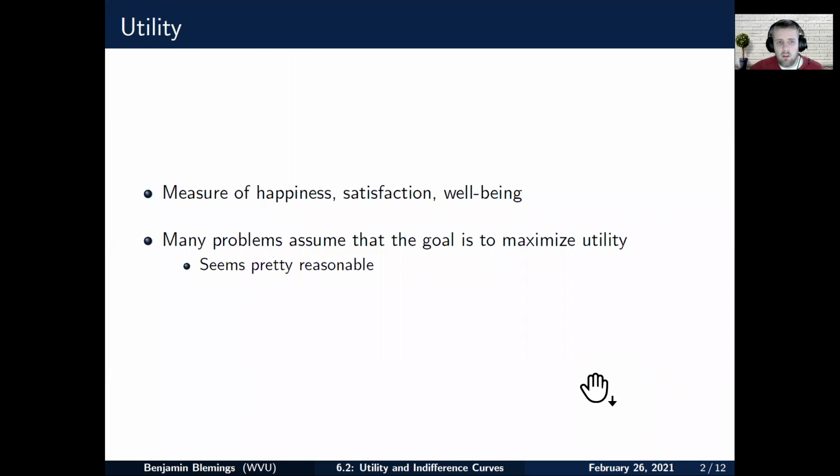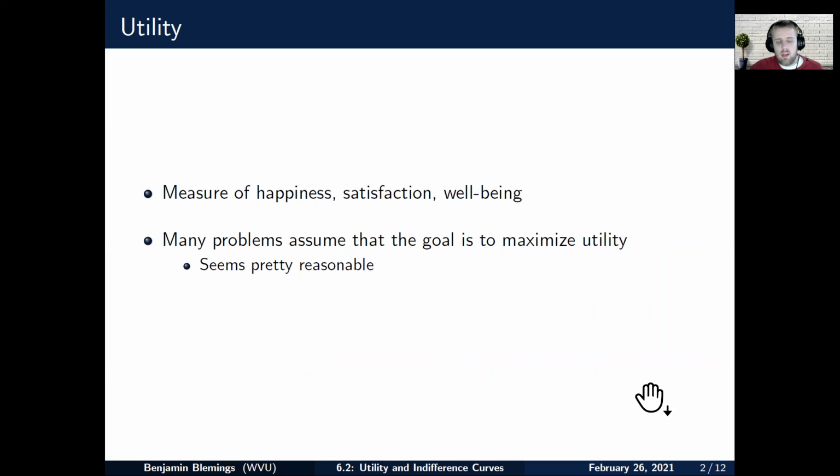What is utility? Like I said, it's just a measure of your happiness or your satisfaction or your well-being that you get from doing some activity or consuming some good. You can also get disutility, and that would just be negative utility, so something that you don't like. And so what we're going to do in all the problems that investigate an individual making decisions is assume that their goal is to maximize their utility or their well-being. This seems pretty reasonable to how humans behave in the real world.